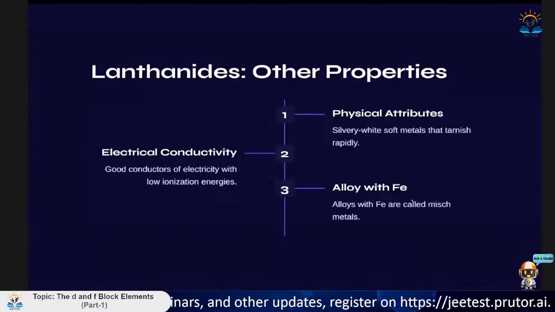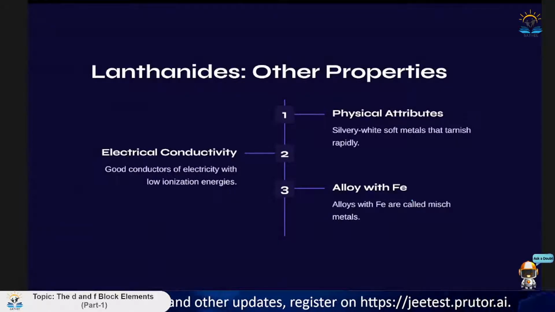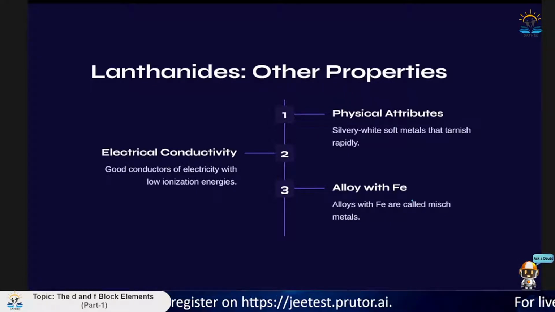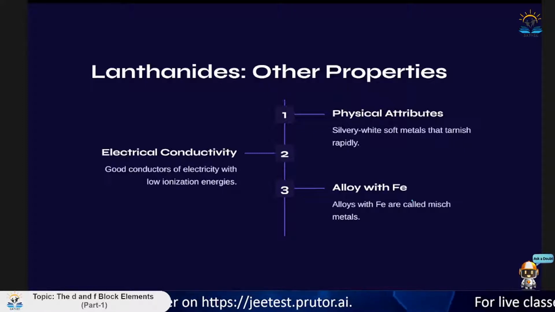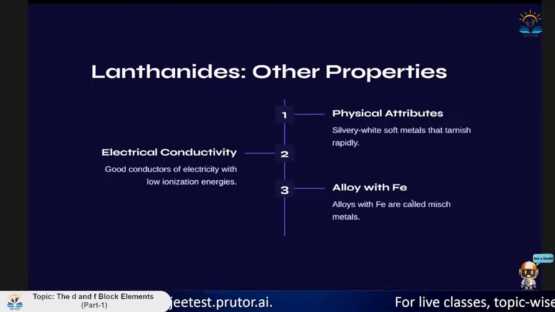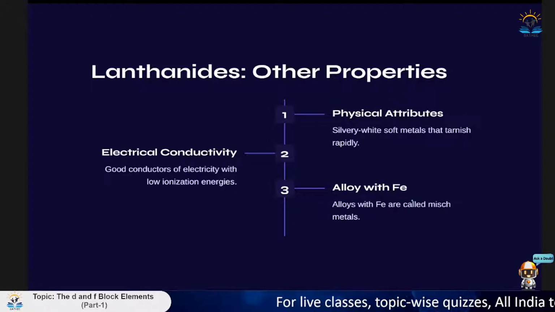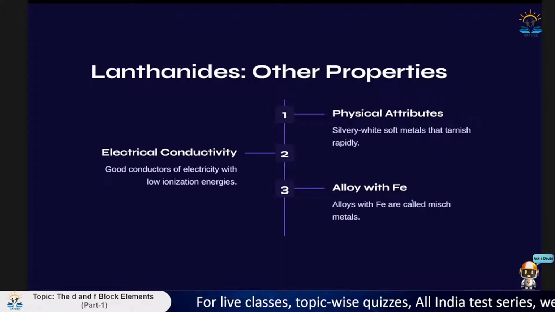Next, there are a few other properties like electrical conductivity, physical attributes, and its alloys with particularly iron, which we call misch metals. Now, what are misch metals? Actually, the spelling of misch metals is M-I-S-C-H and not M-I-S-H. Remember, that is a mistake that I had made.